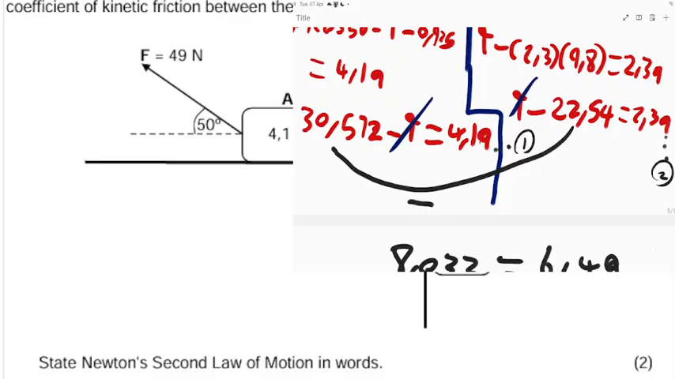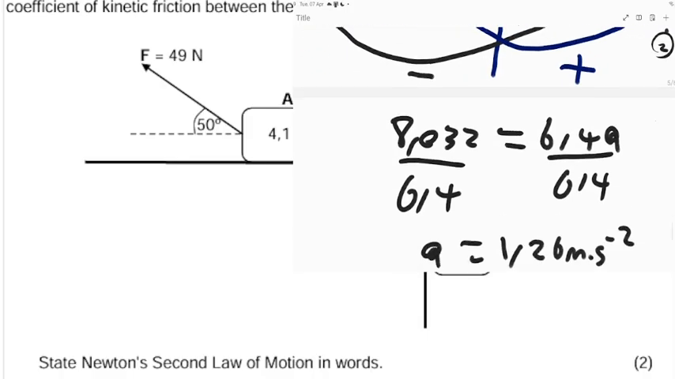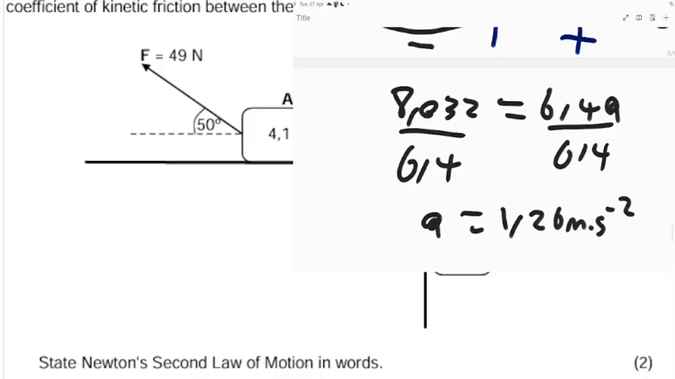Then I do what? 30,572, this is negative 22,54. Then I subtract them. So I cancel the tensions, subtract the numbers, then add the accelerations. So 30,572 minus 22,54 is going to give me 8,032. 4,1 plus 2,3 is going to give me 6,4a, still acceleration. So dividing by 6,4, my acceleration is 1,26 meters per second squared.